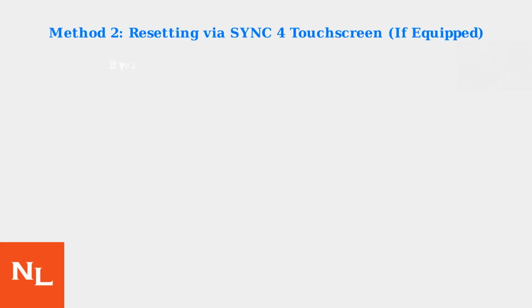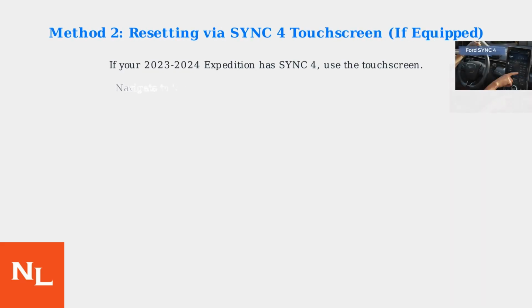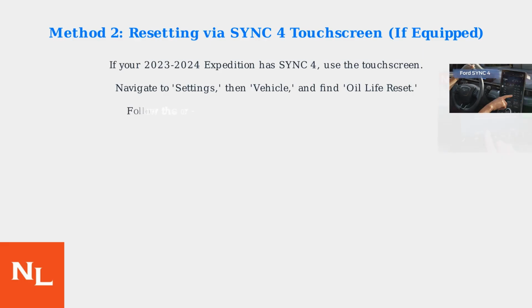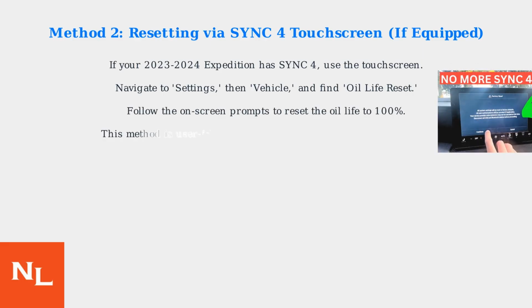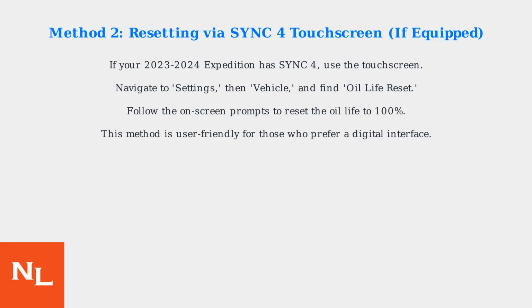If your 2023-2024 Expedition has Sync 4, you can use the touchscreen. Navigate to Settings, then Vehicle, and find Oil Life Reset. Follow the on-screen prompts to reset the oil life to 100%. This method is user-friendly for those who prefer a digital interface.